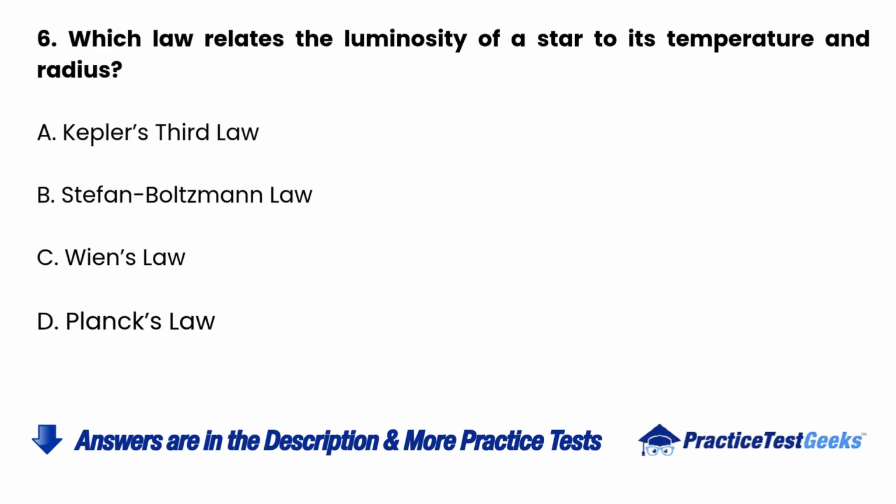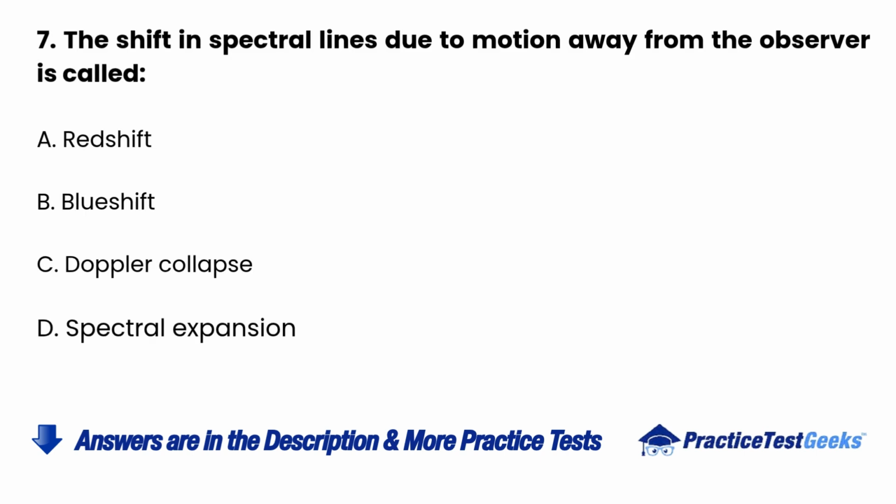Which law relates the luminosity of a star to its temperature and radius? A. Kepler's third law. B. Stefan-Boltzmann law. C. Wien's law. D. Planck's law. 7. The shift in spectral lines due to motion away from the observer is called A. Redshift. B. Blue shift. C. Doppler collapse. D. Spectral expansion.